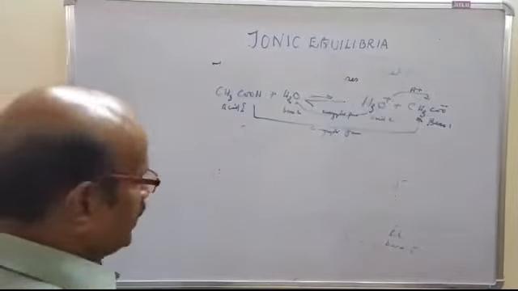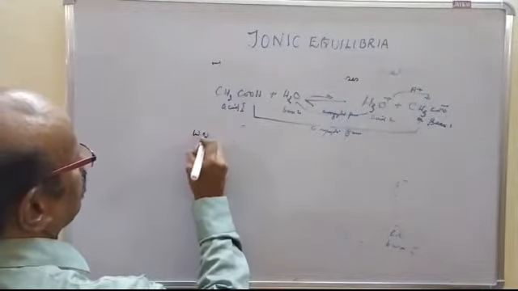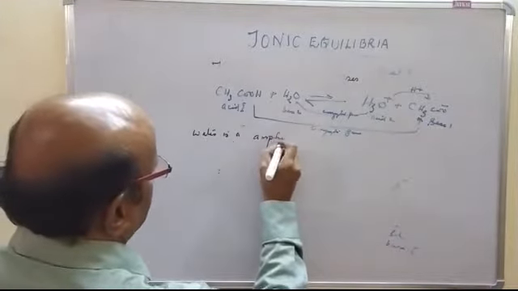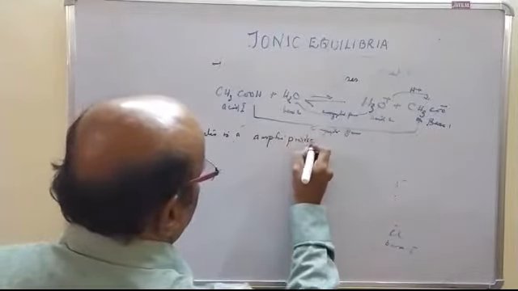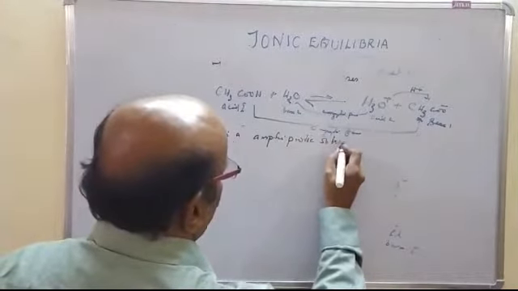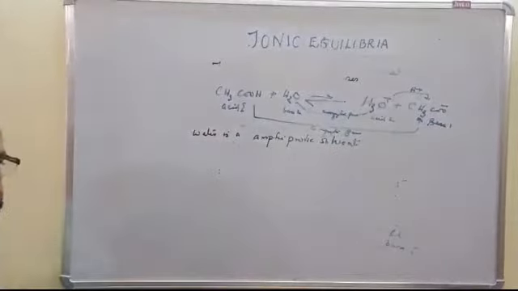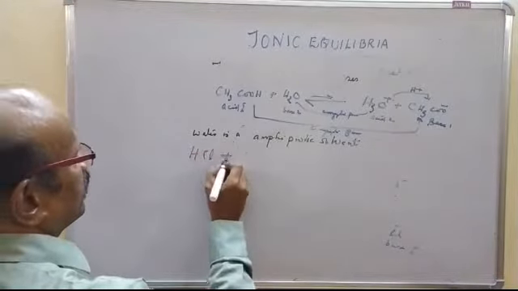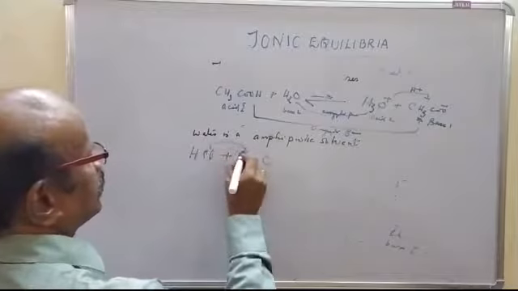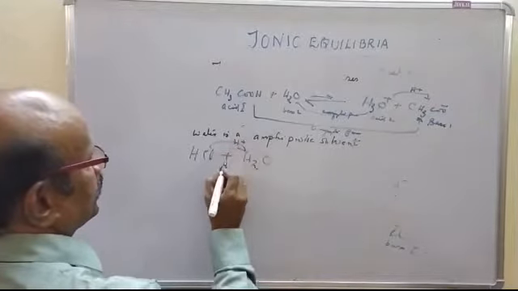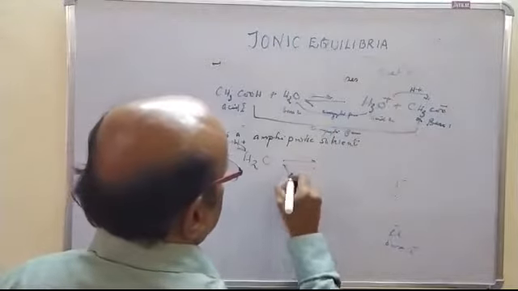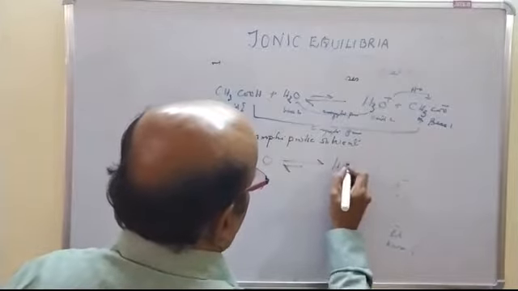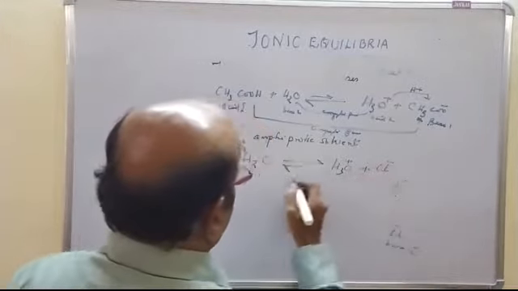So another concept is that in the Lowry-Bronsted concept, water is amphiprotic, that can act as both an acid and a base. When it reacts with an acid like HCl, water can act as a base because it can accept a proton and thus act as a base. The equilibrium is shifted more to the right, and you have hydronium ion plus Cl minus. So it acts as a base.